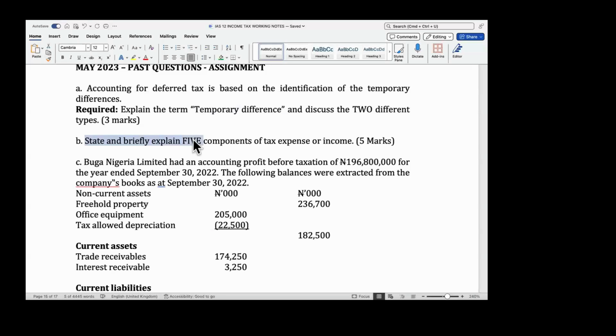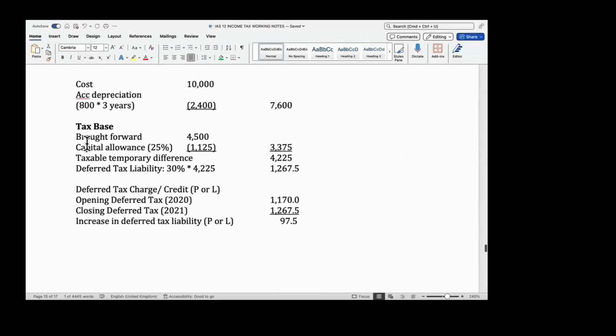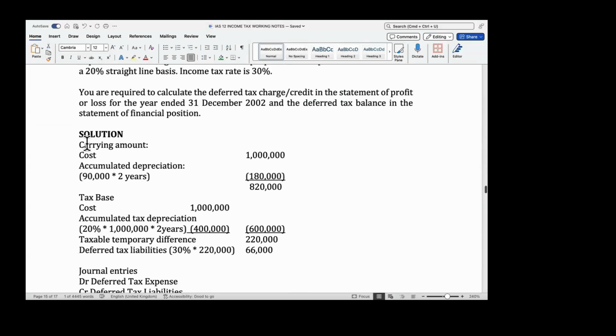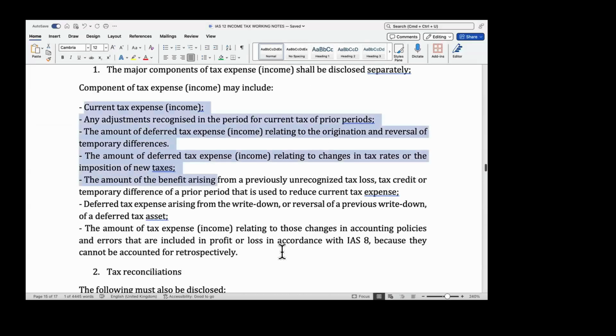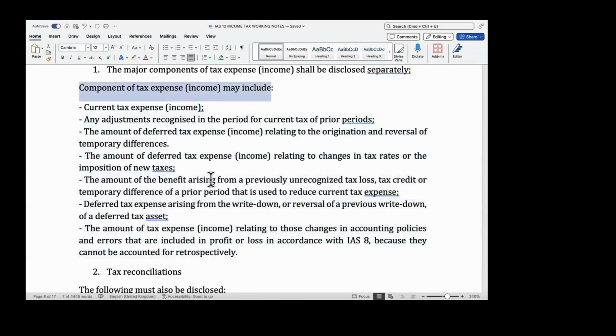Also, we are asked to state and briefly explain 5 components of tax expense or income. And those components are: 1, the current tax expense or income; 2, the adjustment to current tax expense or income of prior periods. That is the under or over estimation for tax. That is also another component that needs to be disclosed. Also, deferred tax expense or income arising from temporary differences. Also, deferred tax or income arising from unused tax losses or credits. Also, movement in deferred tax between the opening and closing. All of these are components that you disclose in the notes to the account. And you have it here in this handout.